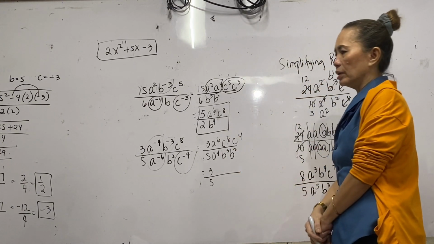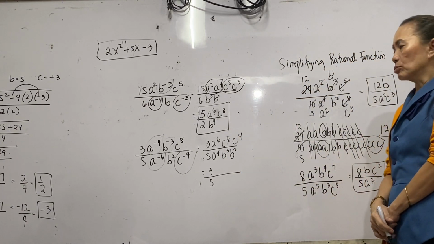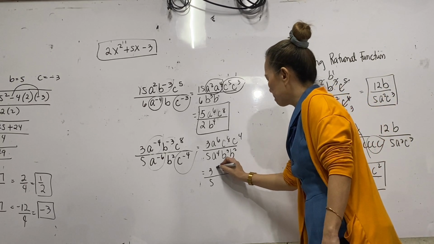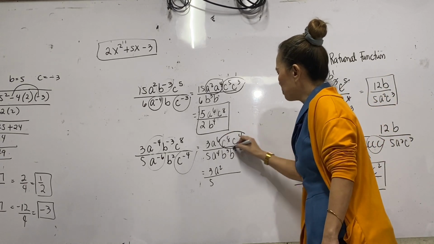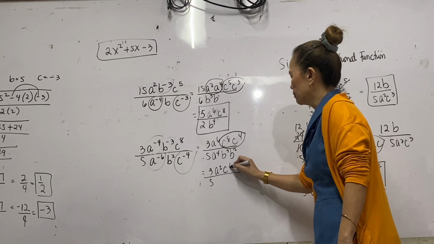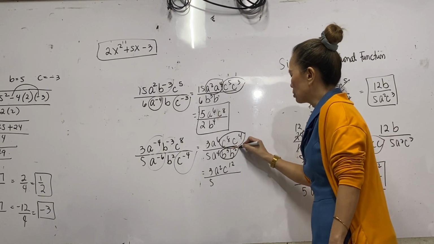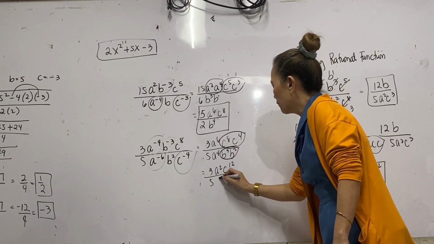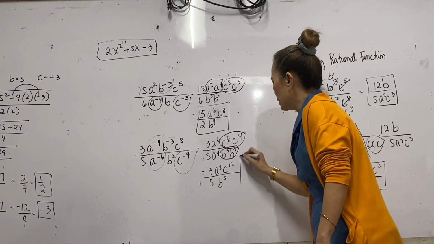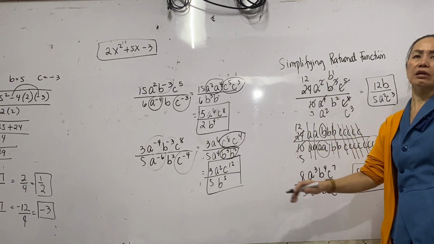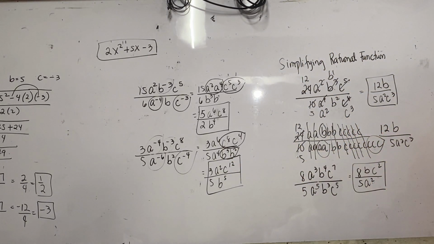A^6 saka A^4, ilan na natira? A^2. Nasa taas pa ba? Taas. Okay, 8 plus 4, 12. 3 plus 2, 5. So this will be the answer. Sino nakakuha nito? Isa pa.